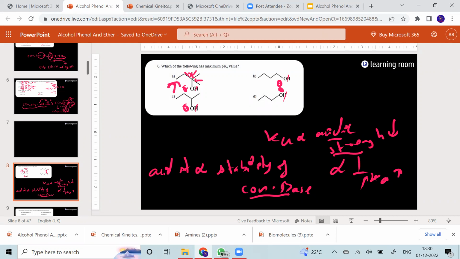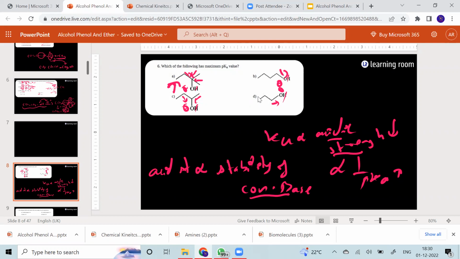And this side I have only 1 increasing the negative charge. This side I have 2 increasing the negative charge, and this side also I have only one increasing the negative charge. Is it not? Because all alkyl groups are electron donating in nature. We know that. All your alkyl groups are electron donating in nature, and they will increase the negative charge on the oxygen by donating more and more electrons towards it.